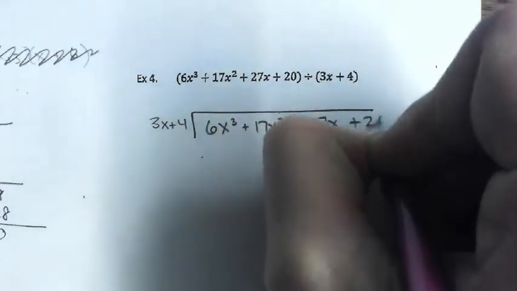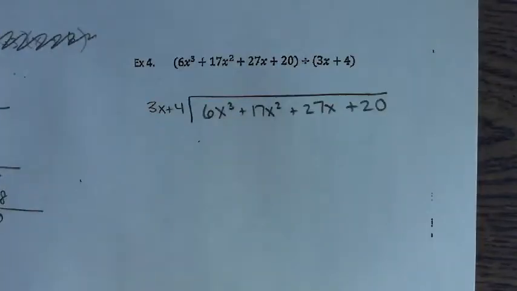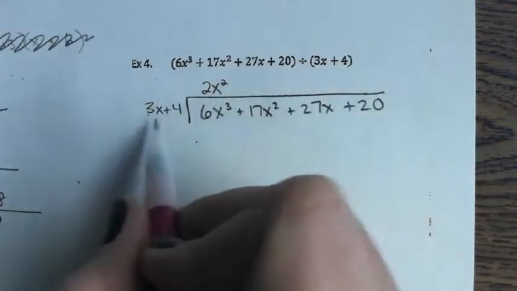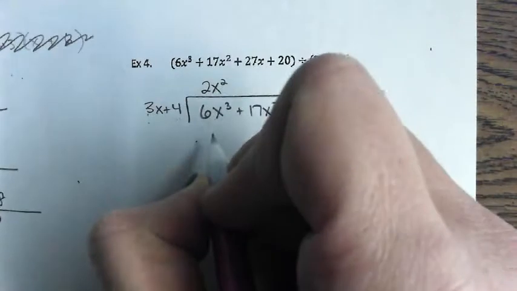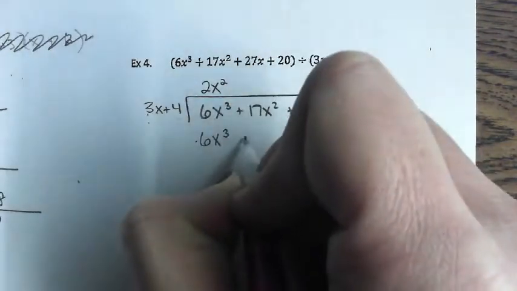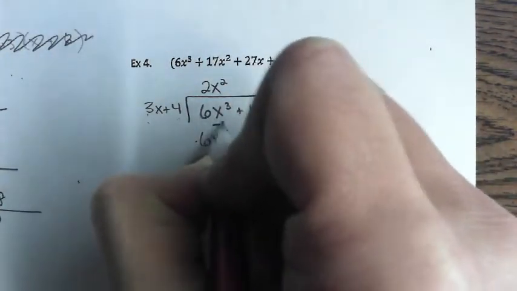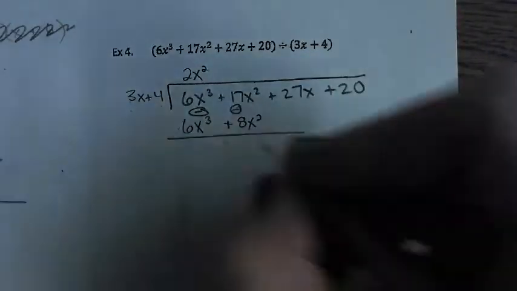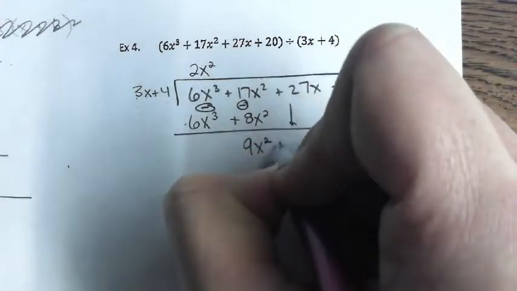Your 3x plus 4 goes on the outside. And we start. 3x times what will give me 6x cubed? 2x squared. Good. So multiply that 2x squared by both of those terms. Line it up. So 6x cubed plus 8x squared. Do each of your subtractions. And 17 minus 8 is 9x squared. Bring down your 27.